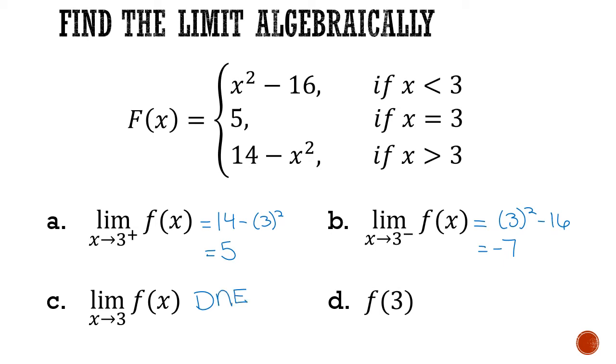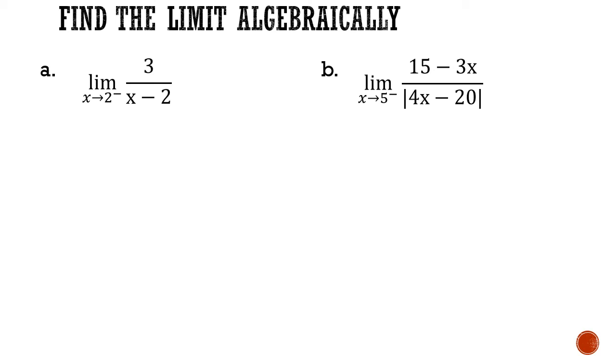And f of 3. So where does this function actually exist when x is 3? And so if I look at the middle piece of the function, it says f of x equals 5 if x equals 3. So that answer is 5.